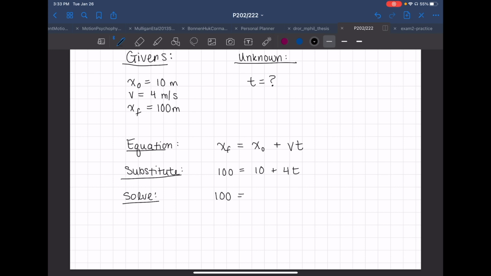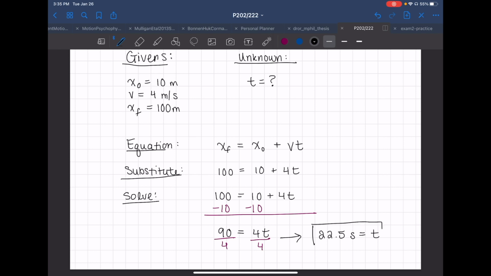So the first thing we're going to want to do to get t by itself is to subtract this 10, which I'll do in a different color. So we're going to subtract 10, which will give us 90 equals 4t. And then we'll divide out that 4. 90 divided by 4 will be 22.5 seconds, which is our time.